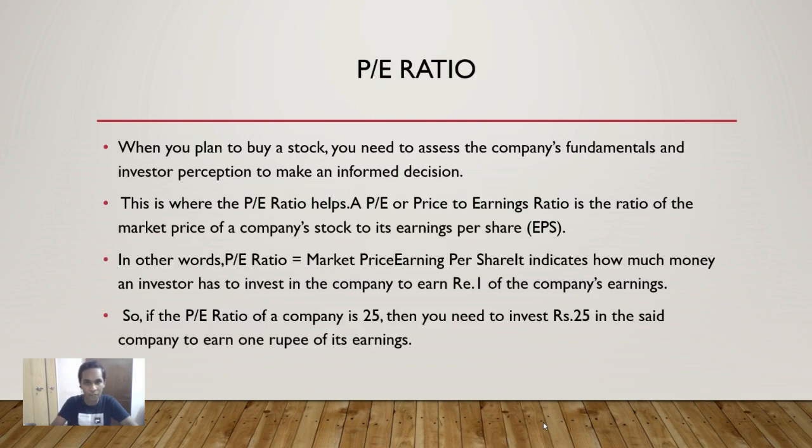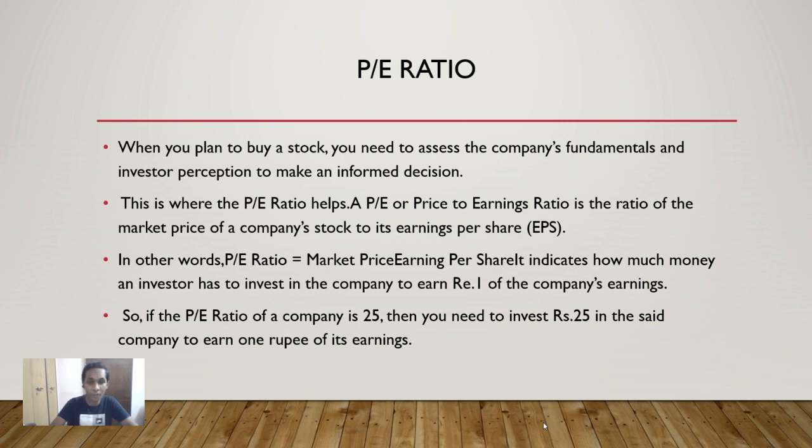So what is the price to earnings ratio, or the PE ratio? When a normal investor like you and me plans to buy a stock, we need to assess the company's fundamentals and investor perceptions to make an informed decision. This is where the PE ratio helps. The PE, or price to earnings ratio, is the ratio of the market price of a company's stock to its earnings per share, EPS. In other words, PE ratio is equal to market price divided by earnings per share.